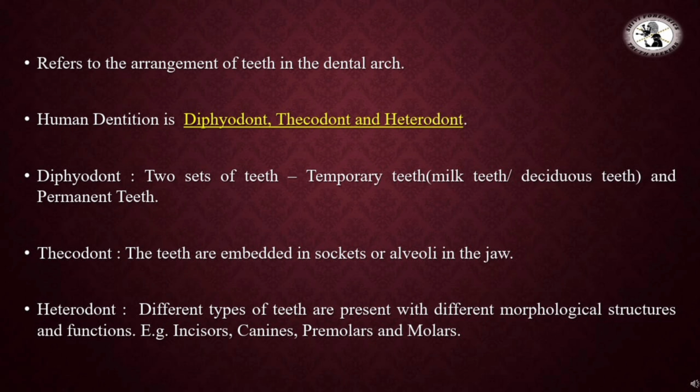It is also referred to as diphyodont, thecodont, and heterodont. Diphyodont, the two sets of teeth, that is temporary and permanent teeth. Thecodont, the teeth which are embedded in the sockets or alveoli in the jaw. Heterodont, the different types of teeth which are present with different morphological structures and function. That is, it includes incisors, canines, premolars, and molars.